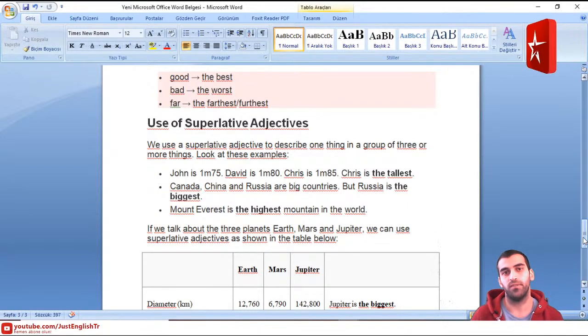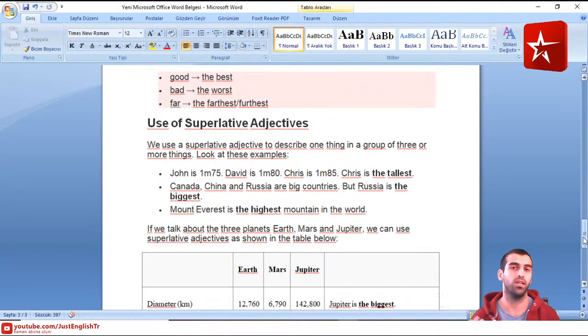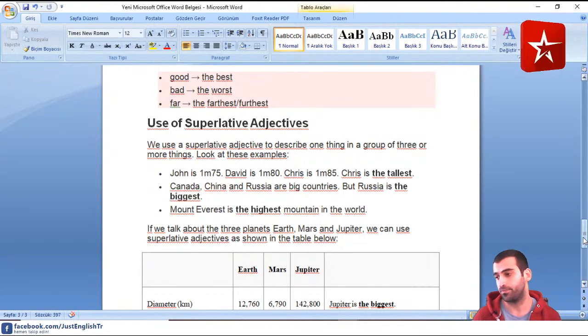Use of superlative adjectives: why we use them. I will show you some example sentences to show how we can use them grammatically, when we are writing something or when we are talking about a group of people, a group of things. In English, we need to use the superlative. For example, Ali is the tallest one. Ali is the most hardworking one. Ali is the laziest student in the classroom. So we use a superlative adjective to describe one thing in a group of three or more things.